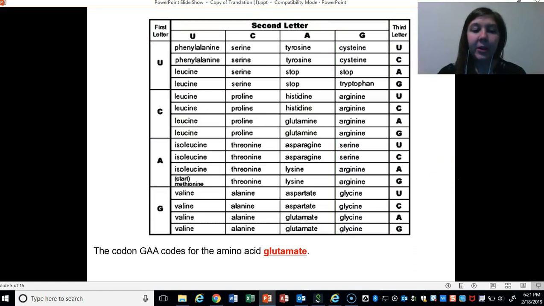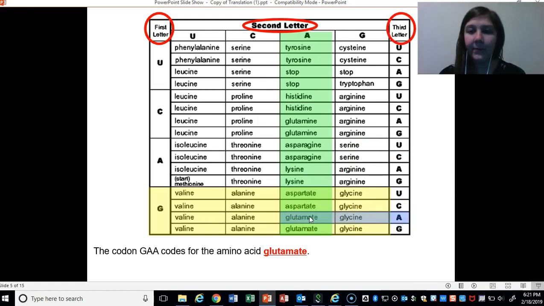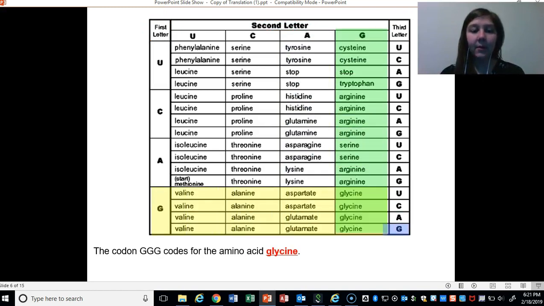Okay, let's look at another. GAA would be glutamate. So again, we start here on the left side, G's on the bottom. And then we go to A, which is the third column. And then I find my third A on the side here. And that gives us glutamate. So again, you're looking for the intersection of those 3 letters. Okay, GGG, I skipped ahead a little, but see, G gives us glycine. And then UGA would code for stop.